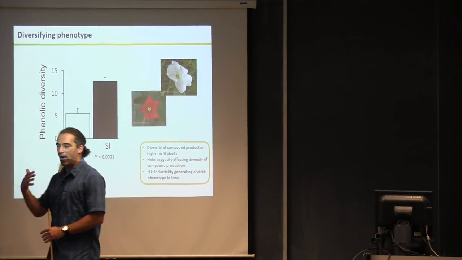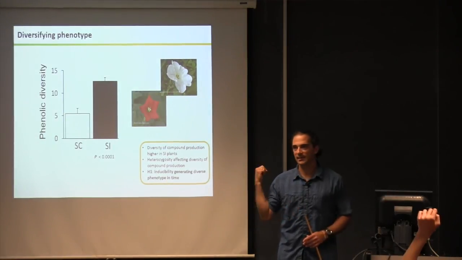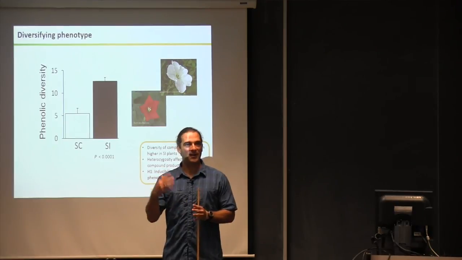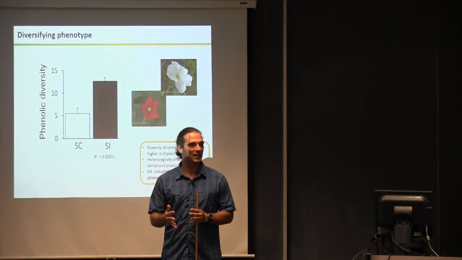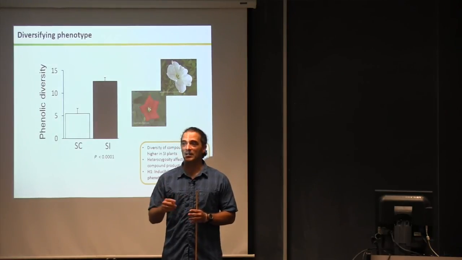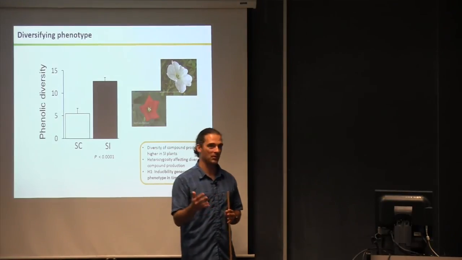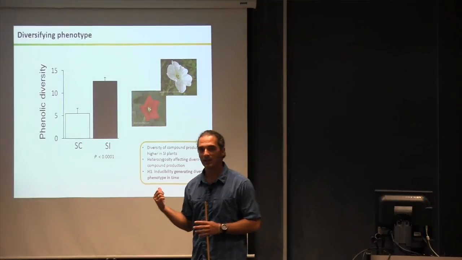High compound diversity is very strongly correlated with resistance. I will show you a picture in a second. In fact, after we found that, we went through all of our data, and diversity of compound production seems to be the strongest correlate with resistance in comparison, in particular, to just individual compounds. If you just correlate individual compounds with resistance, you never get as strong a correlation as with the diversity of compounds.